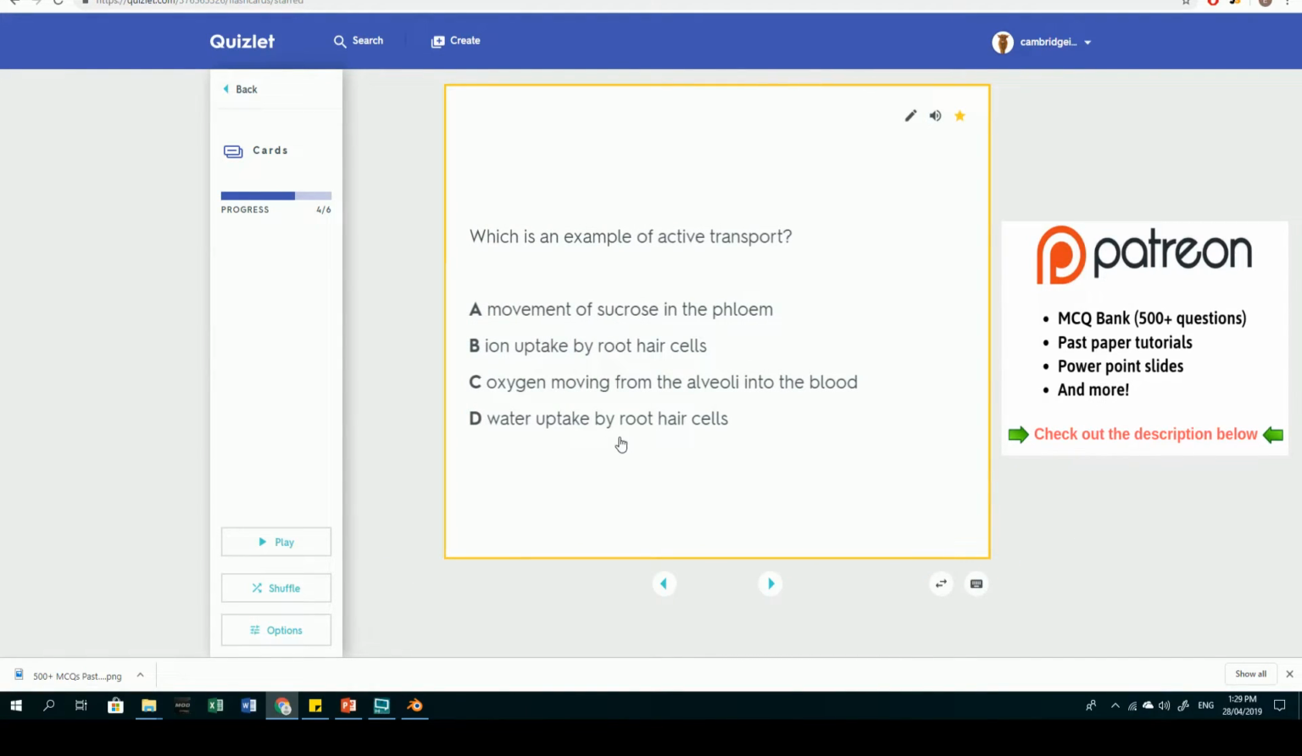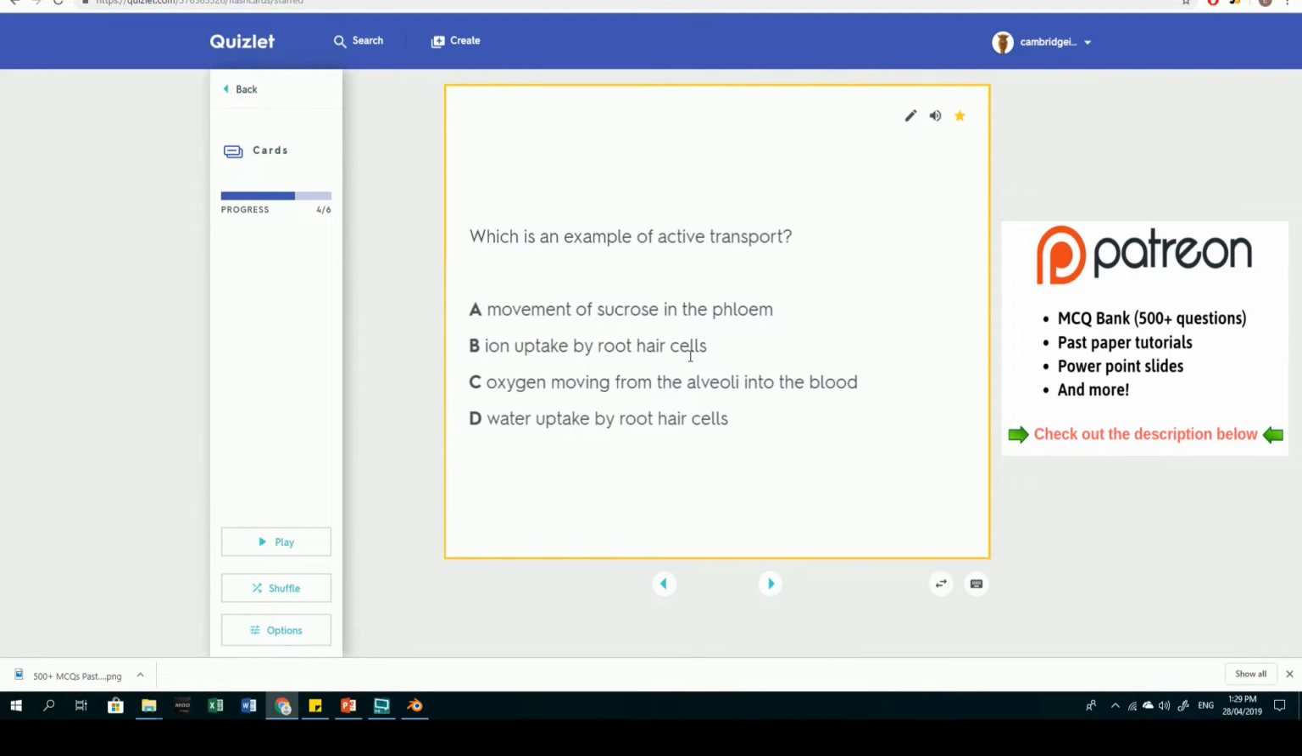So which is an example of active transport? A, movement of sucrose in the phloem. B, iron uptake by root hair cells. C, oxygen moving from the alveoli into the blood. And D, water uptake by root hair cells. If you take a look at these options, you need to be aware of a couple of things. Oxygen moving from alveoli into the blood is purely by diffusion, and you should be fully aware of that. Water uptake by root hair cells is through the process of osmosis, and the answer is B, which is iron uptake by root hair cells.